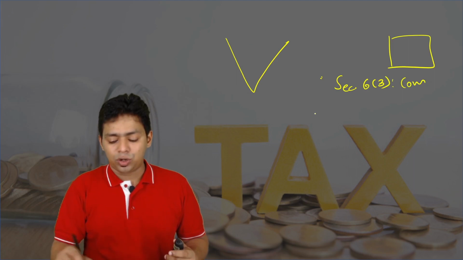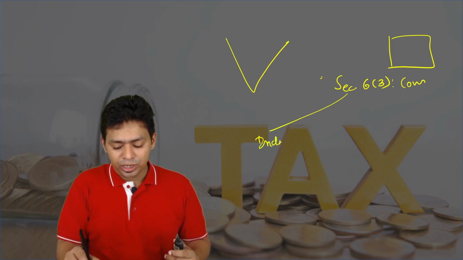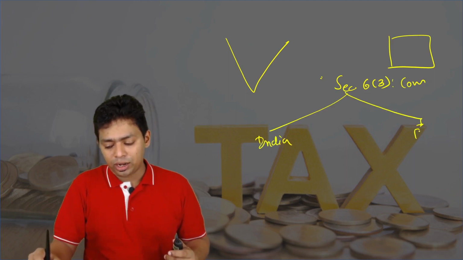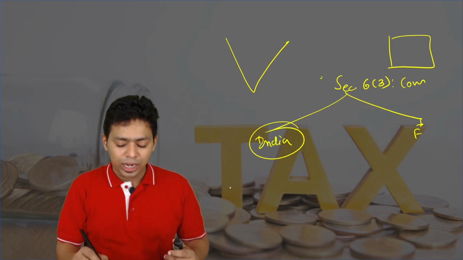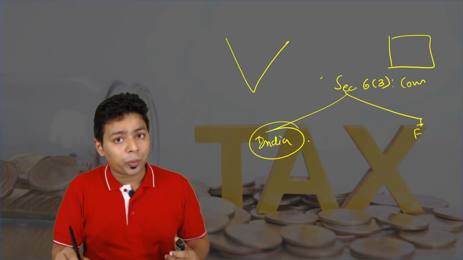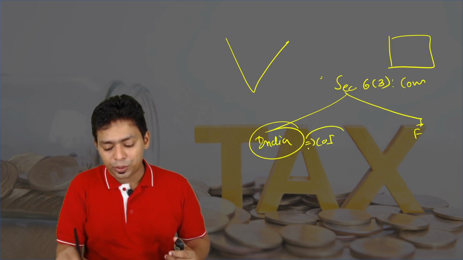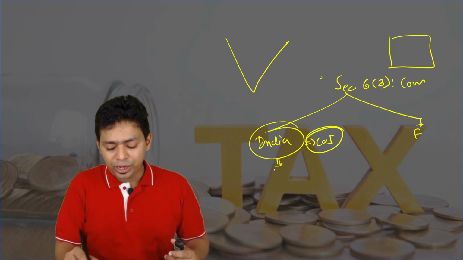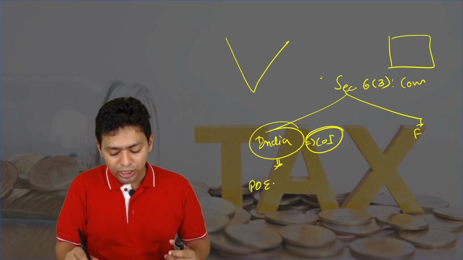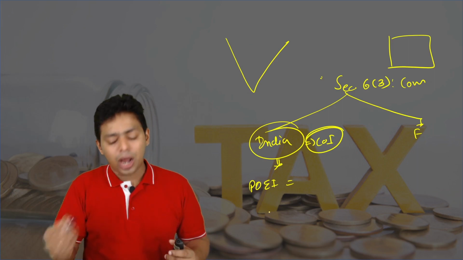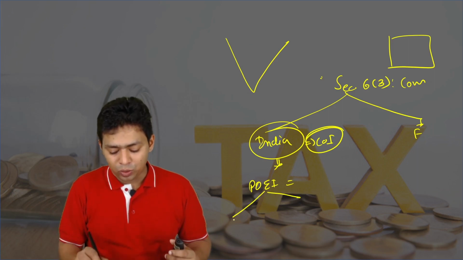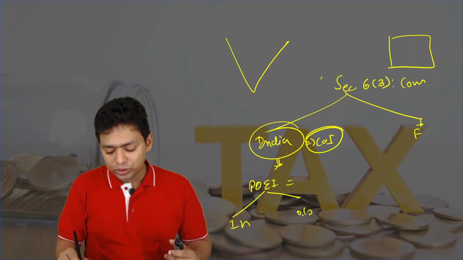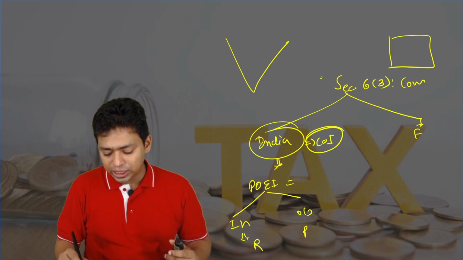For a company, what is the rule? There are two types of company: one is an Indian company, and the other is a foreign company. For an Indian company, because it was incorporated in India, the country of incorporation is India. Whether POEM is located in India or outside India, in both cases it is a resident.